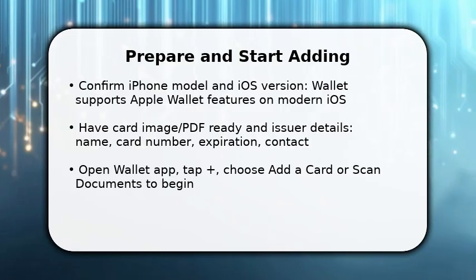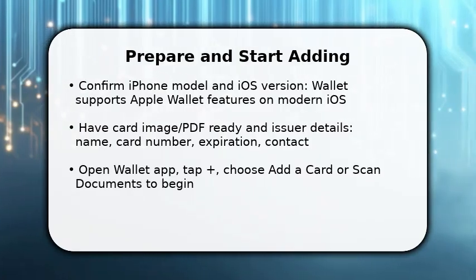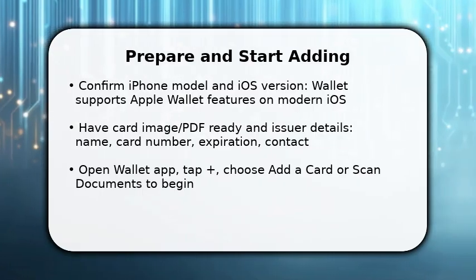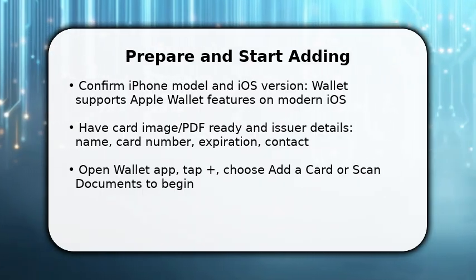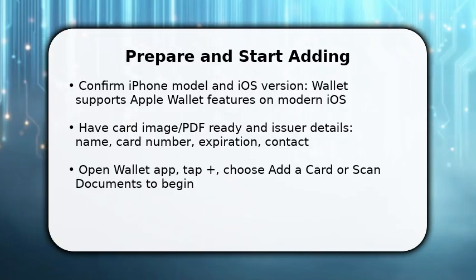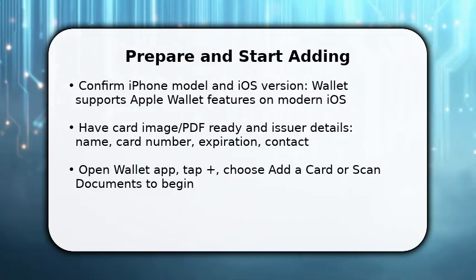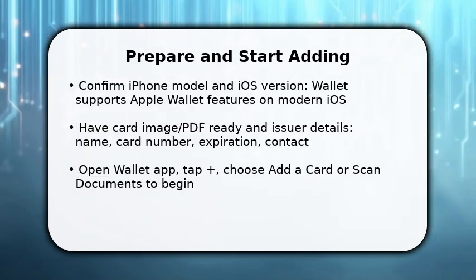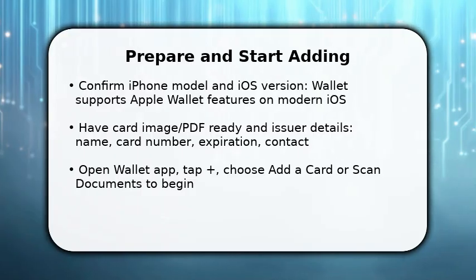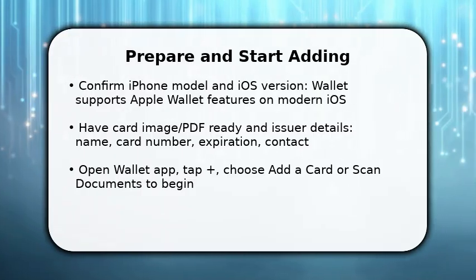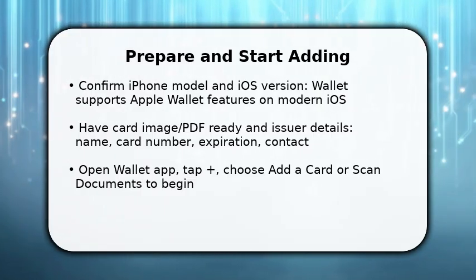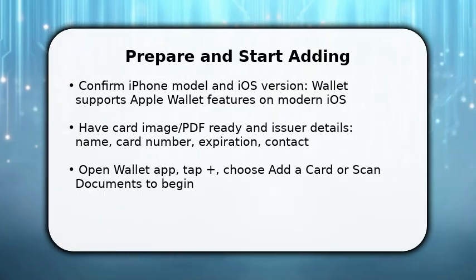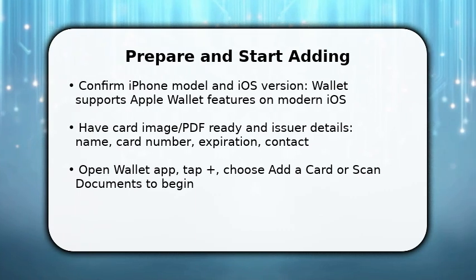You begin by verifying essential prerequisites. Your iPhone is up to date, and you have the card image or issuer details handy. Open Wallet and tap the plus icon to start. Choose Add a Card or use Scan Documents to capture an image. Once done, position the card in frame so OCR reads numbers accurately, and make sure lighting is even to avoid recognition errors. This fast start gets you into the creation flow immediately and avoids back and forth fixes later.